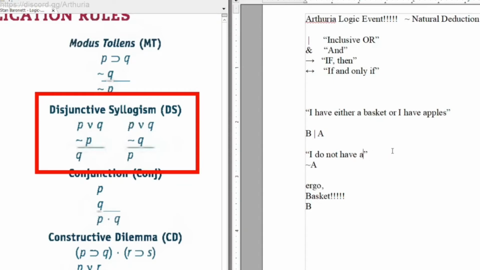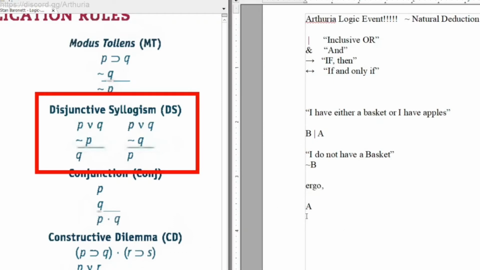Well, if I told you that I do not have a basket, so not B, I can conclude that I have apples. And then you can say, how do you like them apples? That's one of the reasons I use the apples and basket example, and it has nothing to do with them being the first two letters of the alphabet.